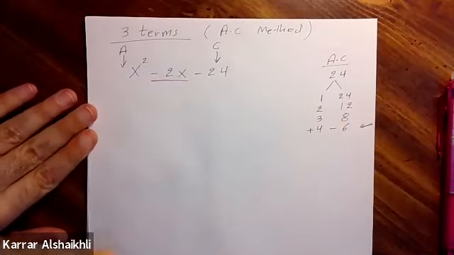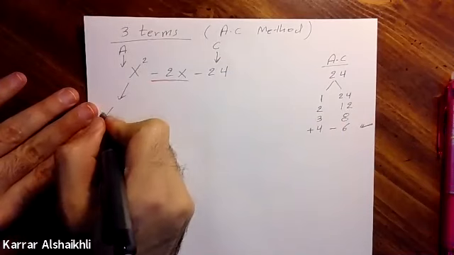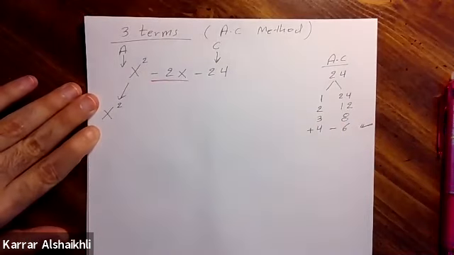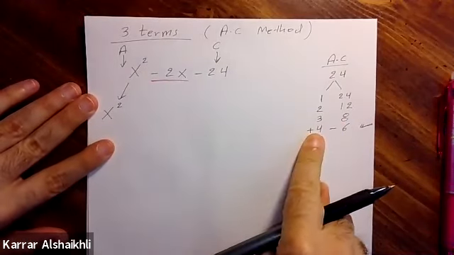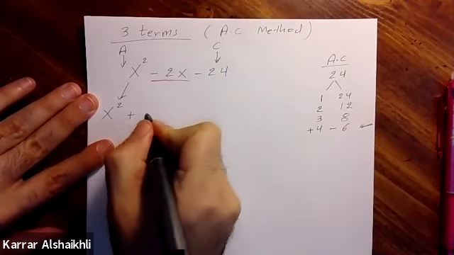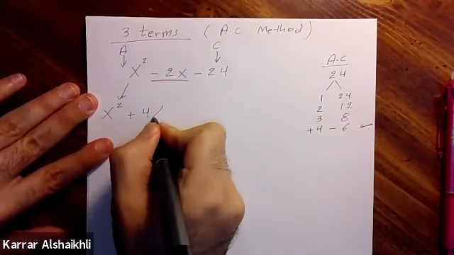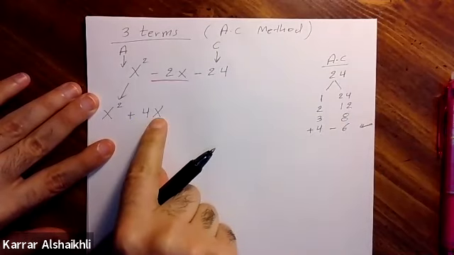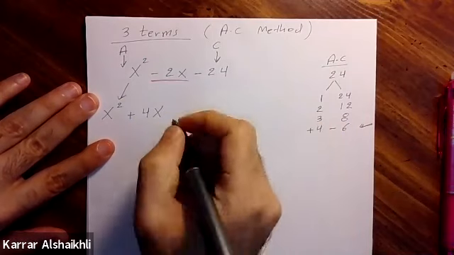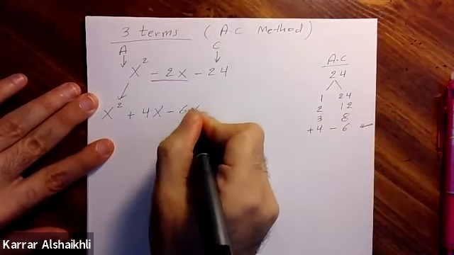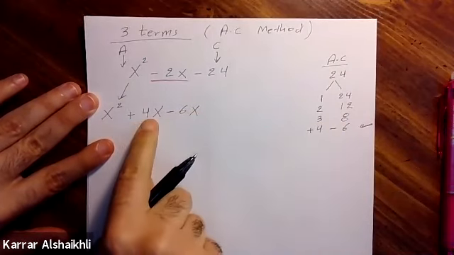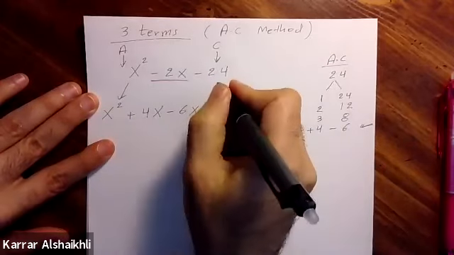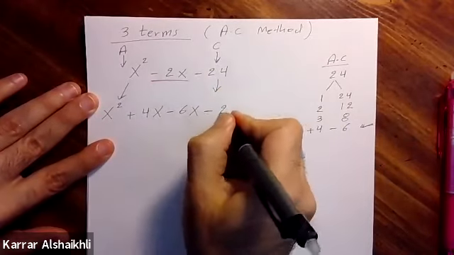So check what I'm going to do. I'm going to write down the x squared plus 4x. You see, the first number, I'm going to add with x, minus 6. I'm going to add x. Then I'm going to write down the last term, -24.